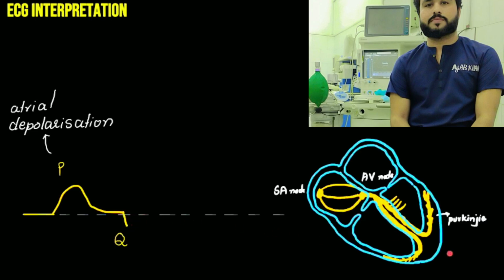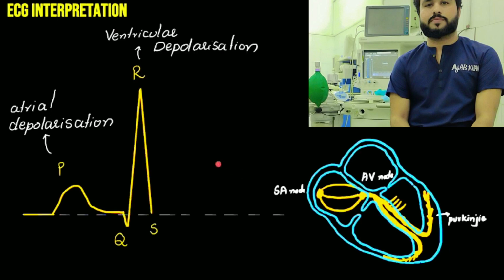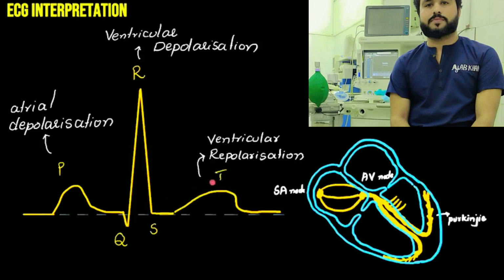After that, the current flows forward in the direction of lead 2, and you will see a beautiful, tall QRS complex that shows ventricular depolarization. After that, there is ventricular repolarization, and the ventricular repolarization vector also has the same direction towards lead 2. Therefore, you see a positive deflection that is called the T wave, ventricular repolarization. P wave shows atrial depolarization, QRS shows ventricular depolarization, T wave is ventricular repolarization.